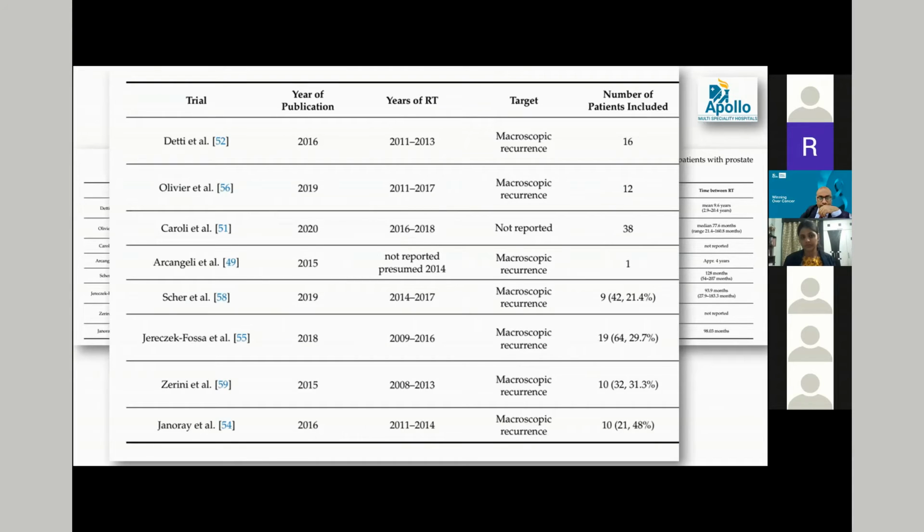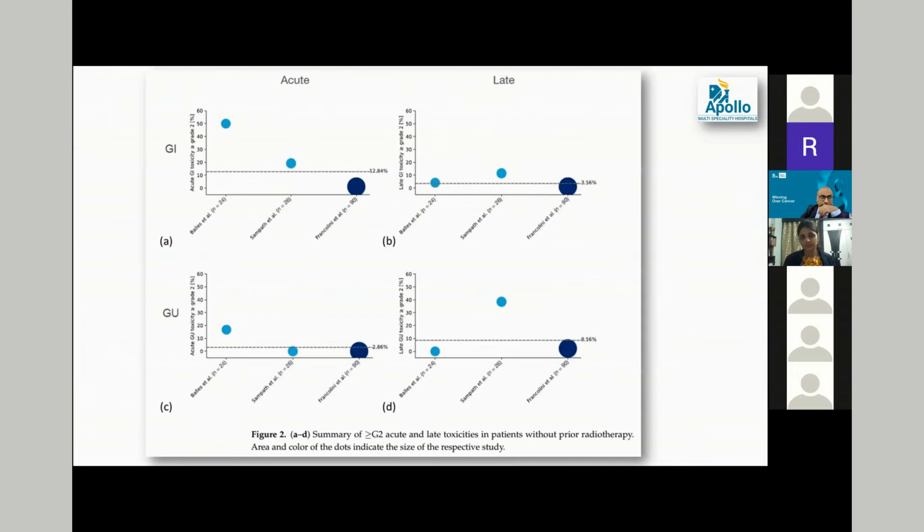So these are the studies. Because the slide was so busy, I thought you should know the names. So this is the toxicity profile they have plotted.